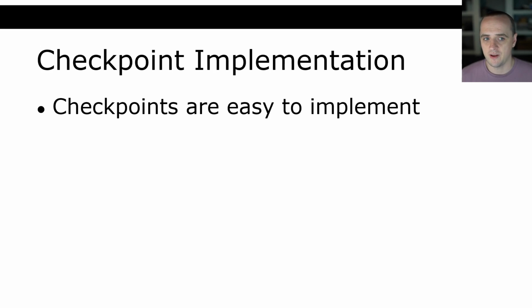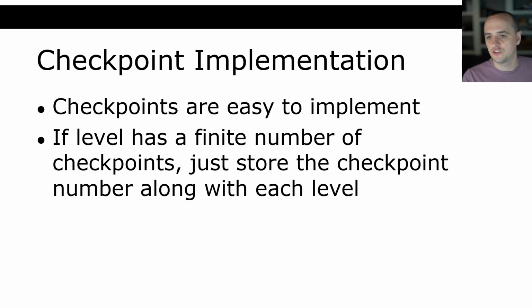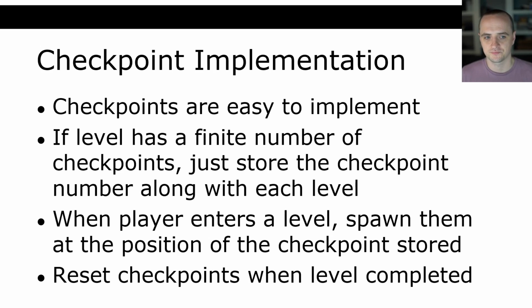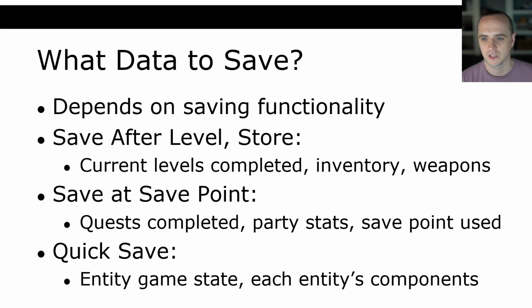Technically, when it comes to checkpoints, they're easy to implement, right? So if the level just has a finite number of checkpoints, just store the checkpoint number along with the level, and you're done. So when a player enters a level, you spawn them at the position of the checkpoint that you stored them at. And then whenever you complete the level, you reset the checkpoints back to 0 or whatever.